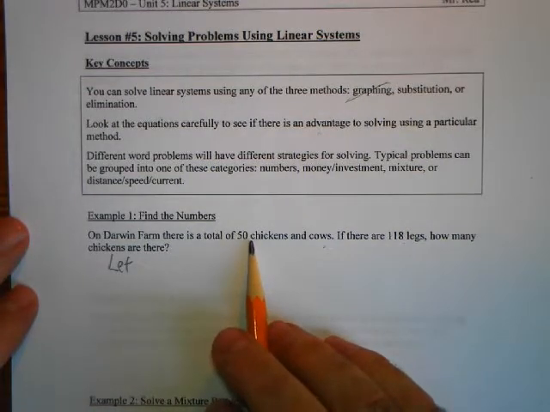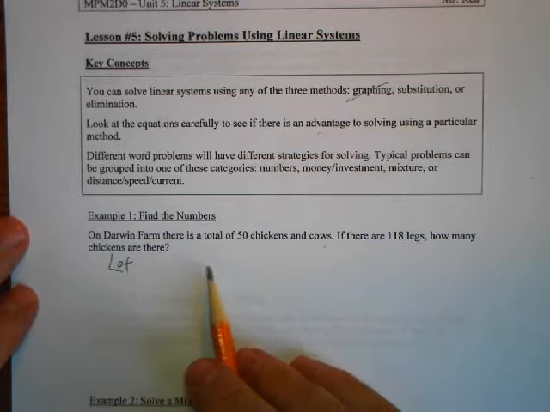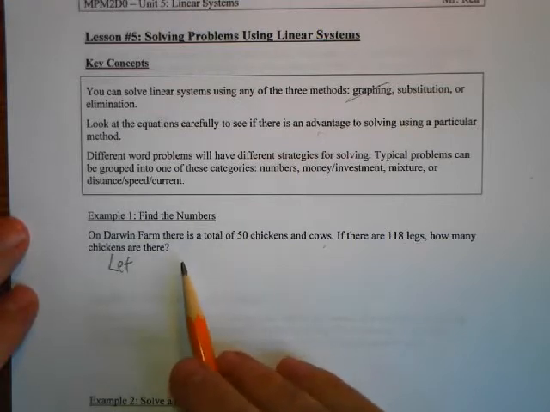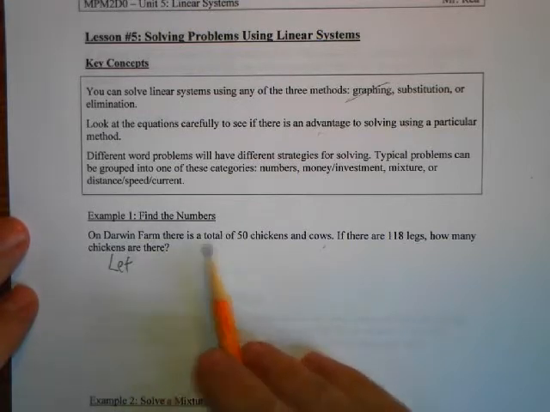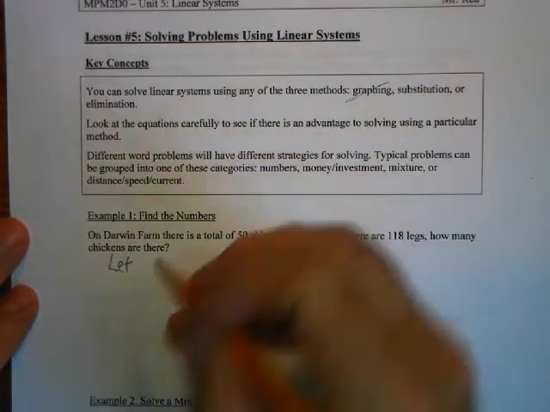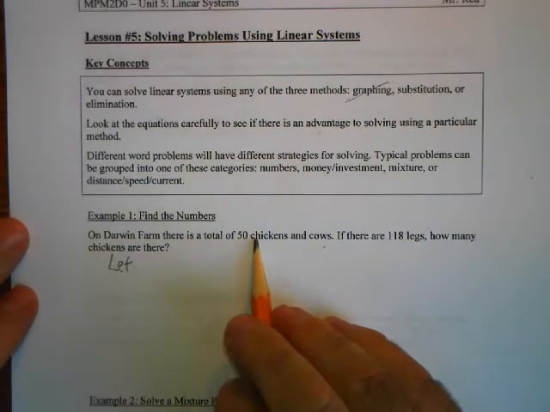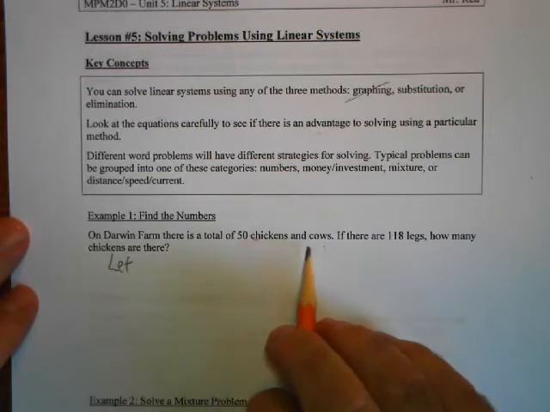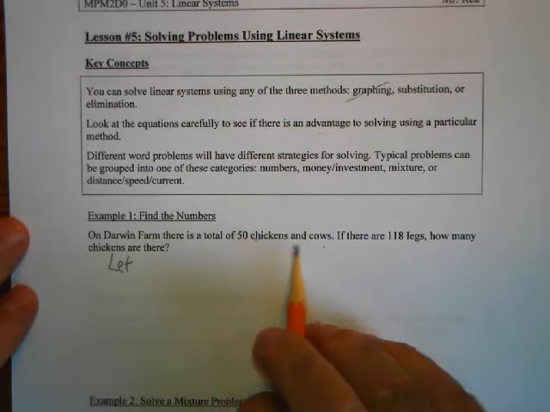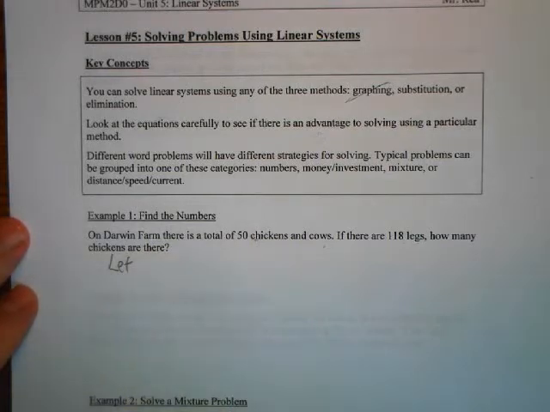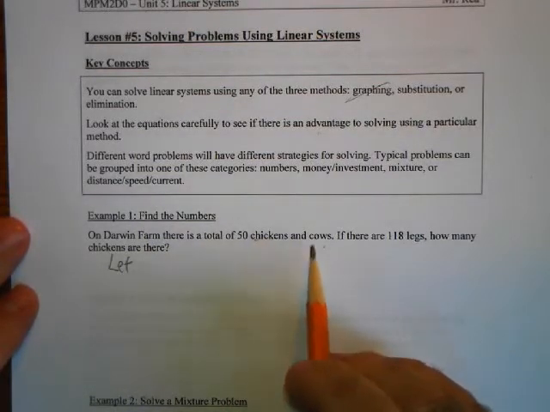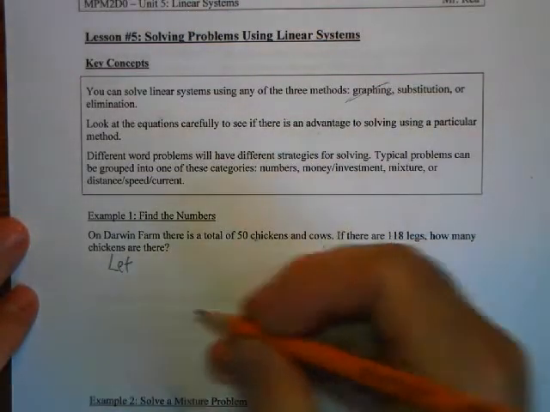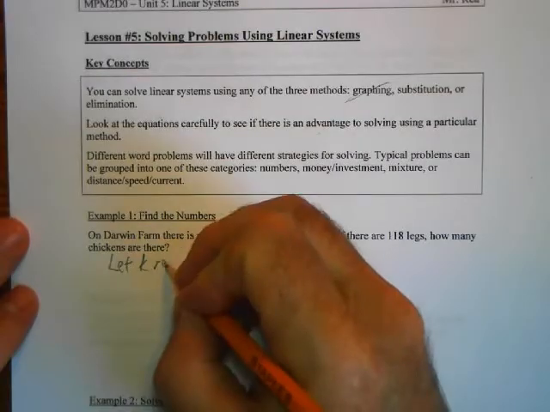So 50 chickens and cows, how many chickens are there? Now, we also don't know how many cows there are, so I'm going to do a variable for each because I'm going to need that. Here's the problem. If I use C for chickens and C for cows, I can't do that. So I have to pick a different variable. So I'm going to actually use K for chickens and W for cows. Okay, so let K represent.